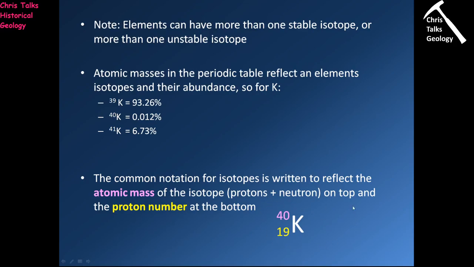Typically when we write out elements, we obviously use the element symbol. For potassium, it's going to be K. And then we provide two numbers after it. The larger number is going to be the atomic mass, and that's located at the top. Remember, that's the number of protons plus neutrons. The lower number is going to be the proton number. That's the number of protons by themselves. So we know in the case of potassium 40, we have a total of 40 protons plus neutrons. We know that 19 of them have to be protons, and so that means 21 would be neutrons. So we can work out pretty quickly what the number of protons and neutrons are just by using our notation.